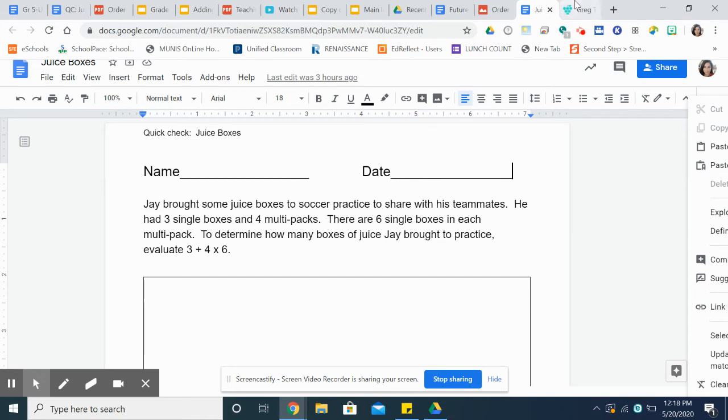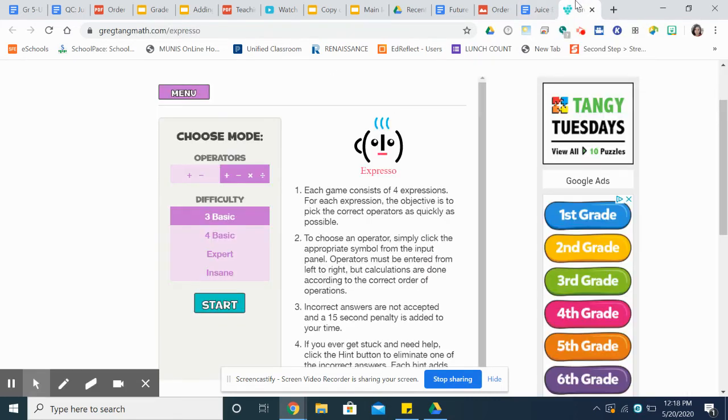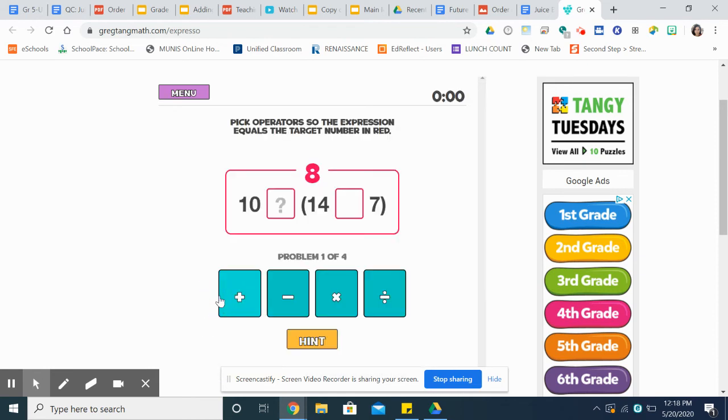And finally, the other thing I want you to do for math today is Espresso. So we've actually done some of these in class before and on paper. I think we brought some up on the TV before, but you can go ahead and pick whatever operations and whatever difficulty you want. And just to show you, I'm going to pick all the operations. I'm going to click on 3 basics. And then you're going to go ahead and determine how you're going to arrive at the answer of 8.